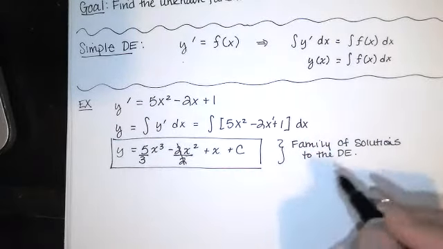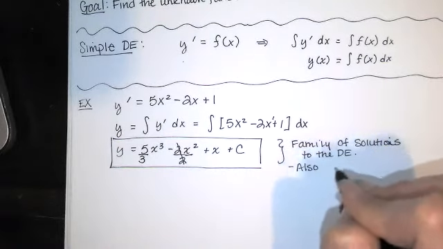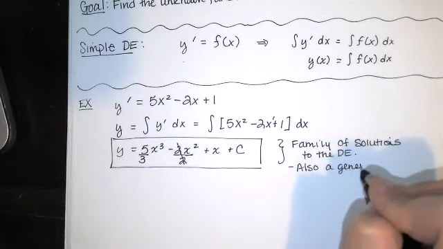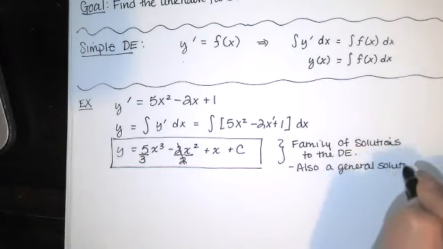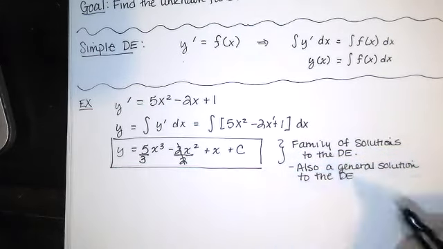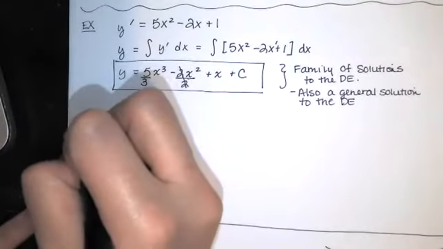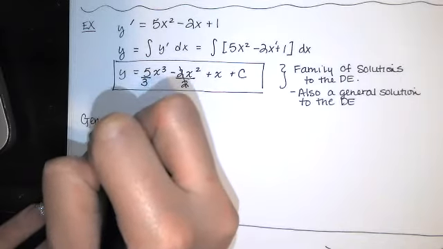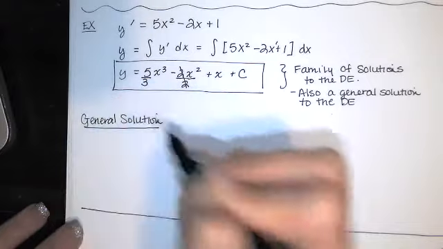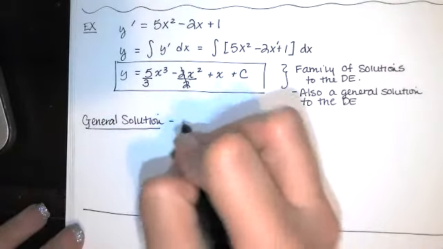Now this also happens to be the general solution. Or let's just say a general solution to the differential equation. Now, a general solution of the differential equation is the one solution to rule them all. It's the solution that contains all possible solutions of the differential equation.